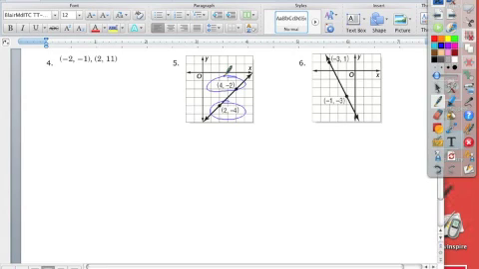All right, that's all for today's lesson. We'll continue the next lesson with parallel and perpendicular lines.